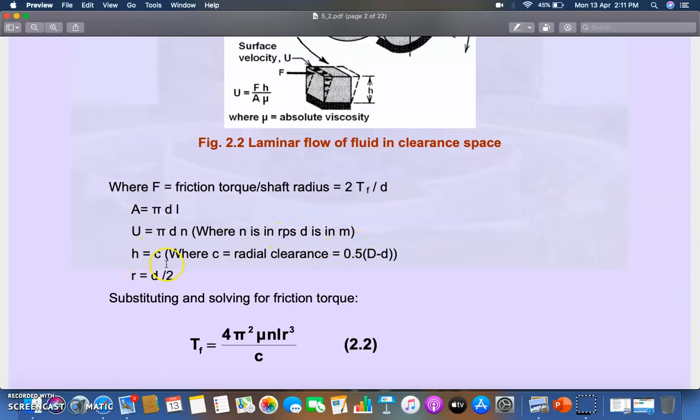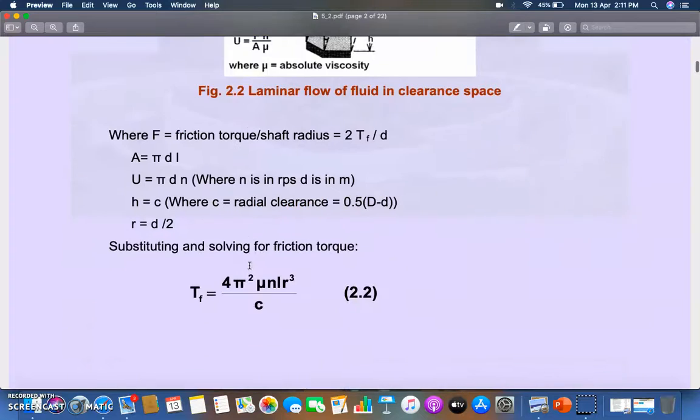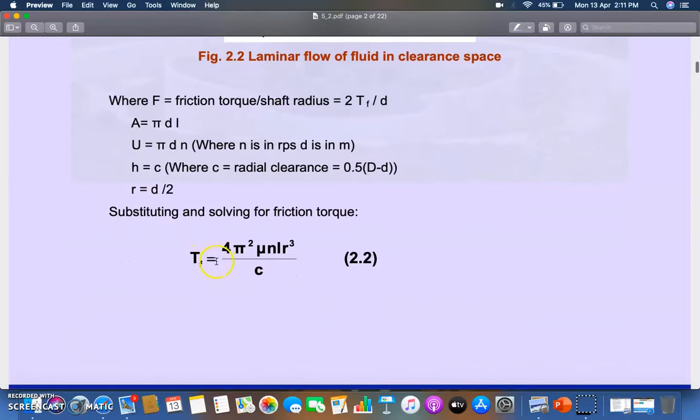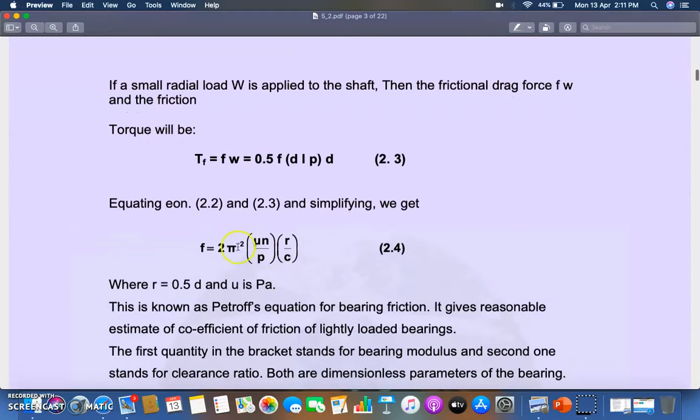And h should be equal to c, where c is the radial clearance, which is equal to 0.5 multiplied by D minus d, the difference between these two. R will be equal to small d by 2. If you put all those values in this formula, then you will get Tf equal to 4 pi square into mu into n into L into R cube divided by C.